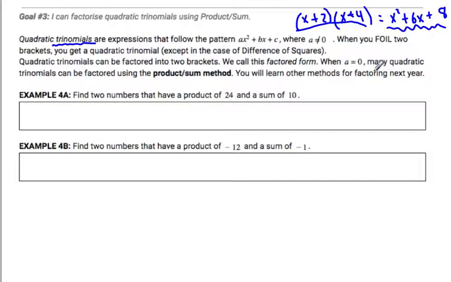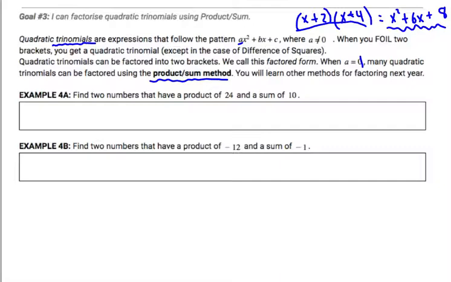So when a is 0, that should be a equals 1, sorry. When a is 1, many quadratic trinomials can be factored using the product sum method. So when this coefficient here is 1, we can use the product sum method to factor those quadratic trinomials. You'll learn methods for dealing with situations when a is 2 or 3 or negative 3 or 15 next year. But for this year, we're only going to look at quadratic trinomials whose coefficient on their first term, their squared term, is 1. In order to do that, we use the product sum method.